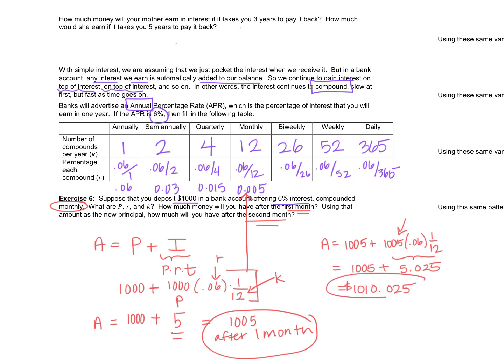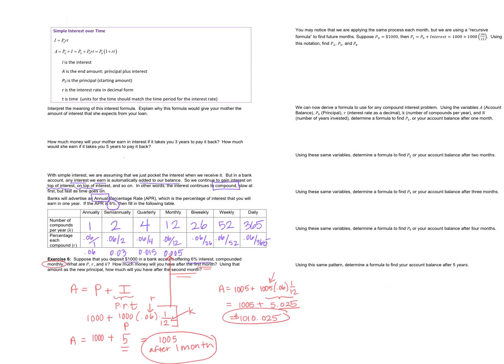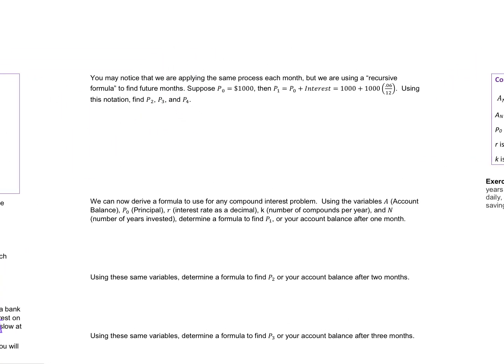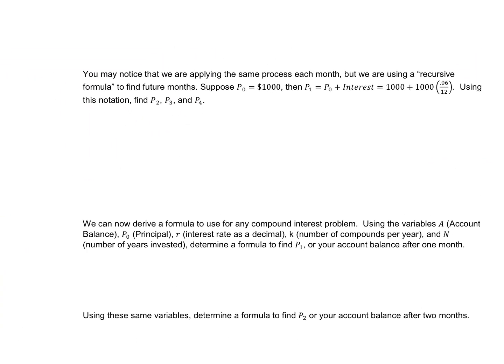But you can see it grew a little bit because he had that additional money in there already. So when we flip over to the next page, let's think about this in terms of that recursive formula, which we've seen before, because if you look at it, we're using the new balance after the previous month.